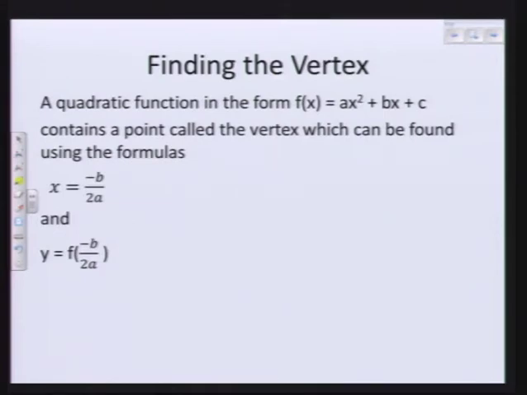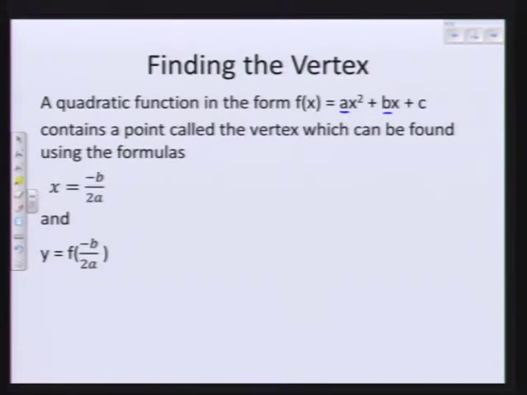The quadratic function in the form f(x) = ax² + bx + c contains a point called a vertex, which can be found using the following formulas. First of all, to find x, we're going to say that x is equal to -b divided by 2a. And once again, the a and the b that we're referring to are the lead coefficient a in the quadratic function, and the coefficient on the middle term, the x term, is our b. So that'll give us our x.